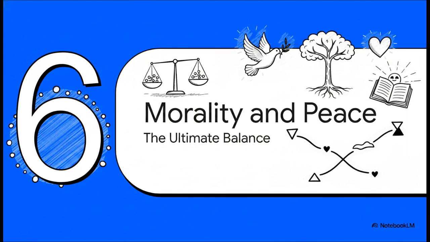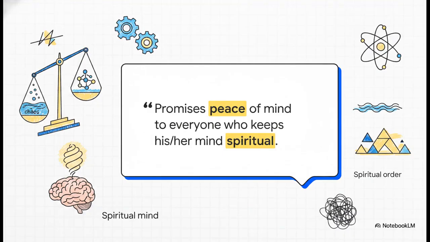Finally, let's step into Section 6, Education, Morality, and Peace. I want to zoom out for just a second. From the micro skill of balancing microscopic atoms to the macro philosophy of balancing our lives and our choices. Romans 8, verses 6 through 7, promises peace of mind to everyone who keeps their mind spiritual. Think about what we literally just learned in chemistry today. Out of balance, things represent chaos, right? But with rules and structure, we find perfect order. Well, true peace of mind works the exact same way. It's the direct result of keeping our thoughts grounded in spiritual order.